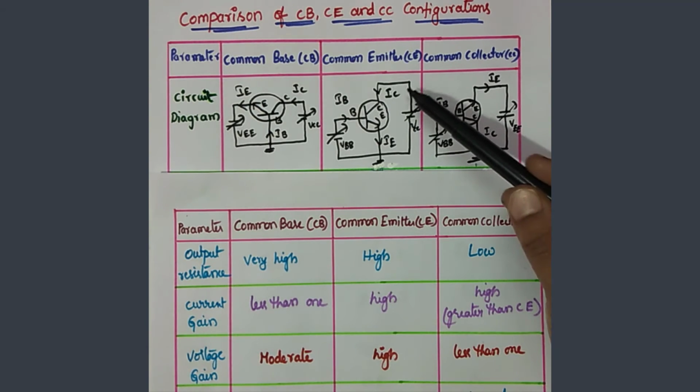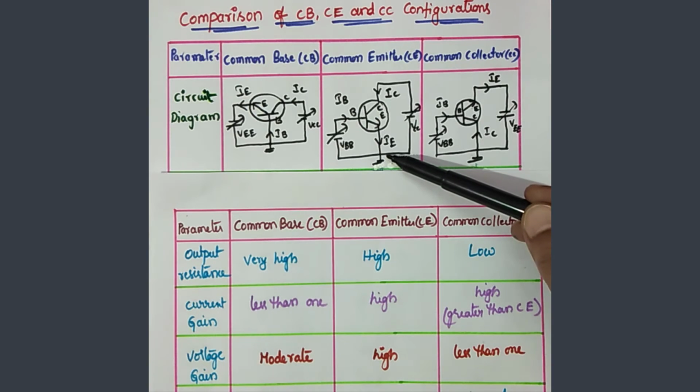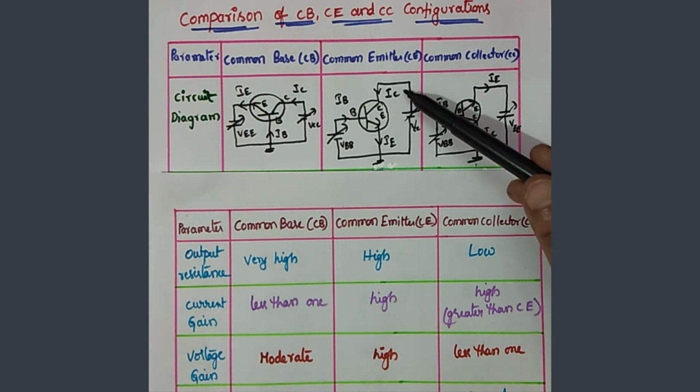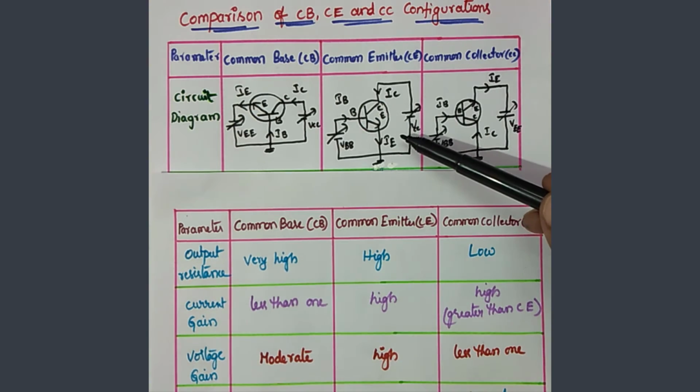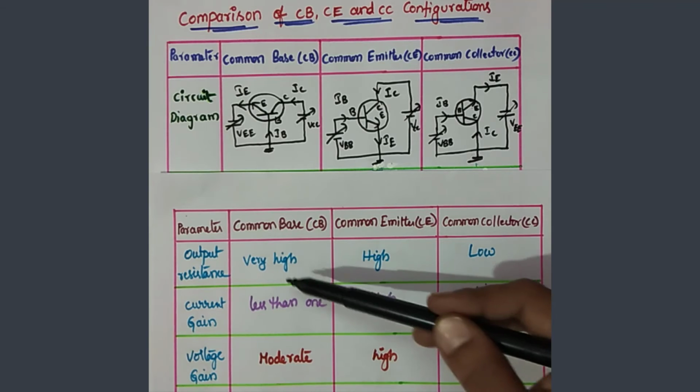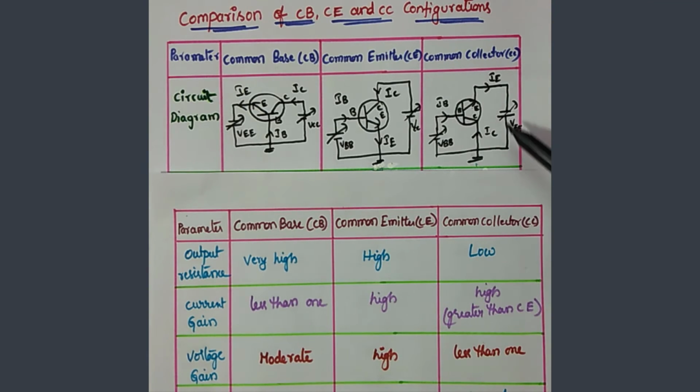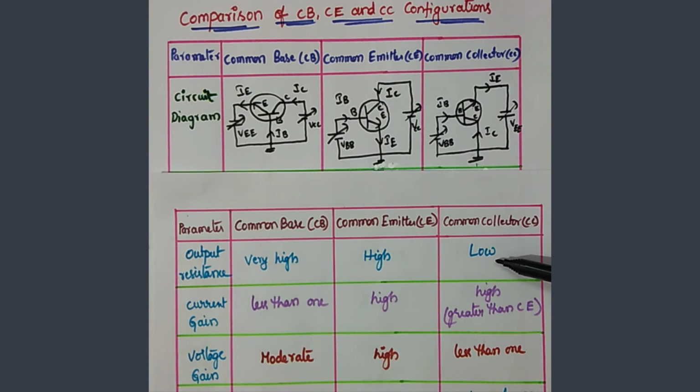And in the common emitter, the output is at collector and ground is emitter. So emitter is somewhat forward biased. So that is the reason between these two terminals, the output resistance is high, but it is less than very high. Here is the common collector. For the common collector, the output terminal is emitter. So obviously emitter is always forward biased. So that is the reason its output impedance is low.